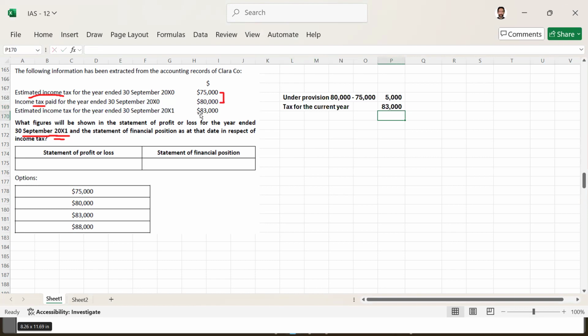So we have the charge, which is 88,000 for the profit and loss. So we have calculated the profit and loss figure. We have done plenty of question practice. Profit and loss figure is calculated as 88,000. Now, what do we owe to the tax authorities? Because this estimate is only provided so far, it hasn't been paid. So this becomes the liability.